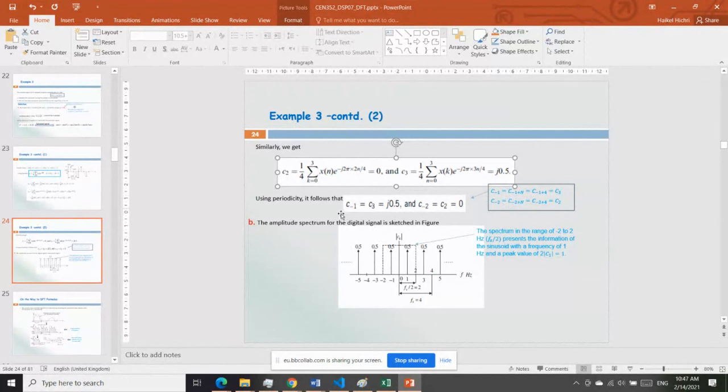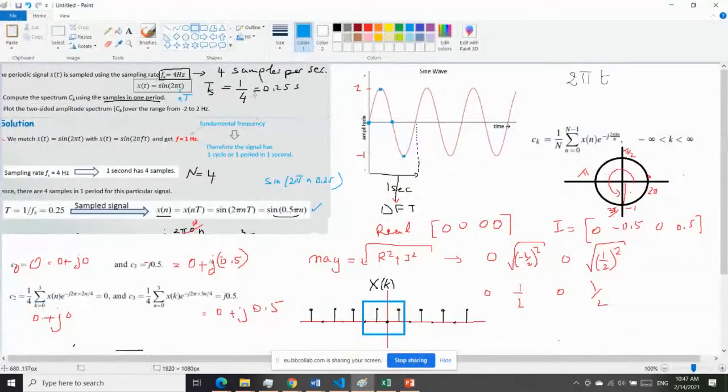using periodicity because it is periodic. We shift to the left. So we take C minus 1, C minus 2, which will be equal. This is C minus 1 and this is C minus 2. This C minus 1 will be equal to C0, C1, C2, C3. So C minus 1 will be equal, because it is periodic, to C3.